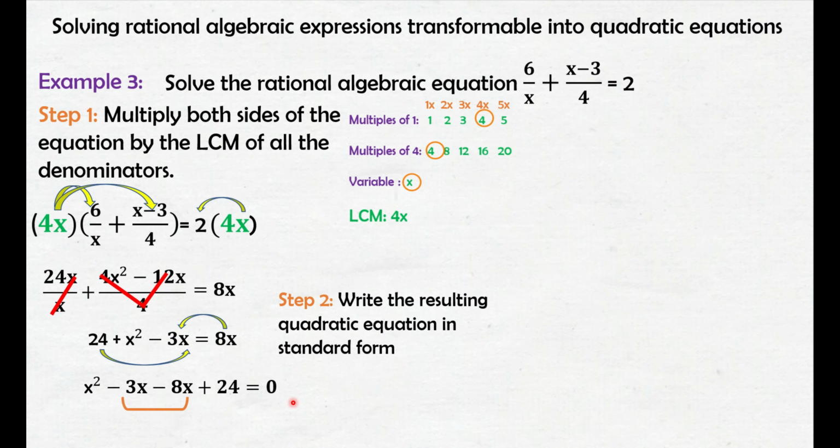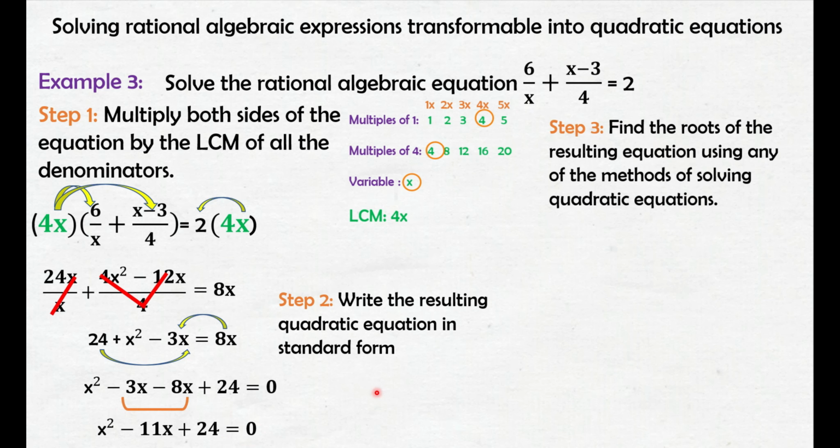And then, i-combine natin yung mga similar terms, negative 3 and negative 8. So, negative 3 minus 8, that is negative 11x. So, we have x squared minus 11x plus 24 equals 0. Okay, so nasa standard form na yung equation natin. And then step 3, find the roots of the resulting equation using any of the methods of solving quadratic equations. So, pwede tayong gumamit kahit anong method kung ano yung applicable at pinakamadali dyan sa given equation natin.